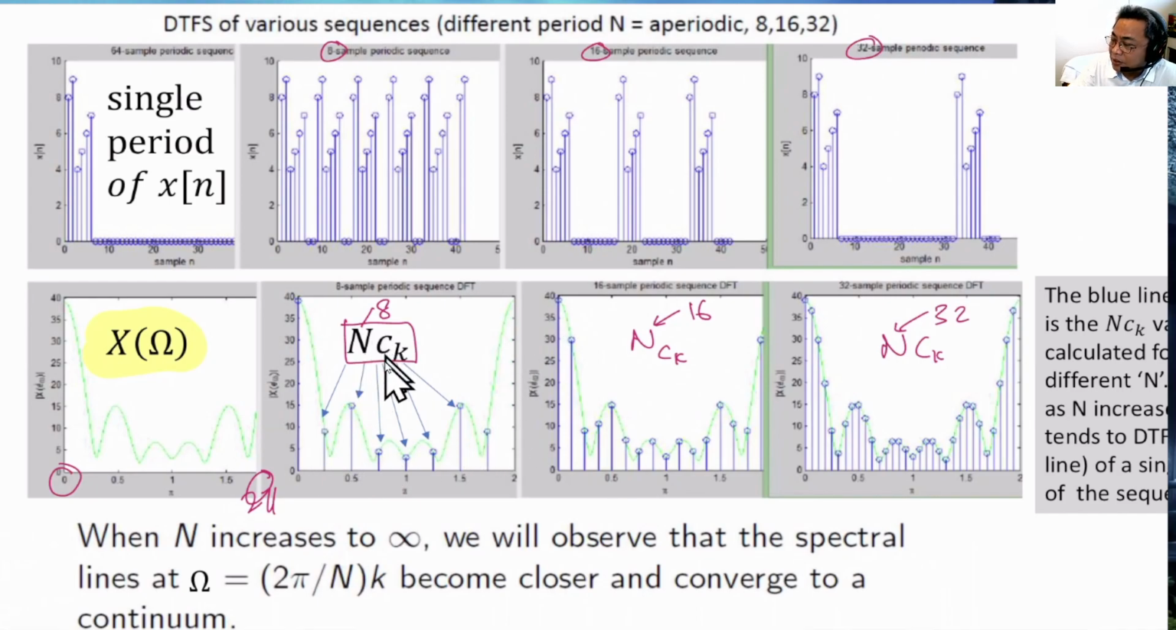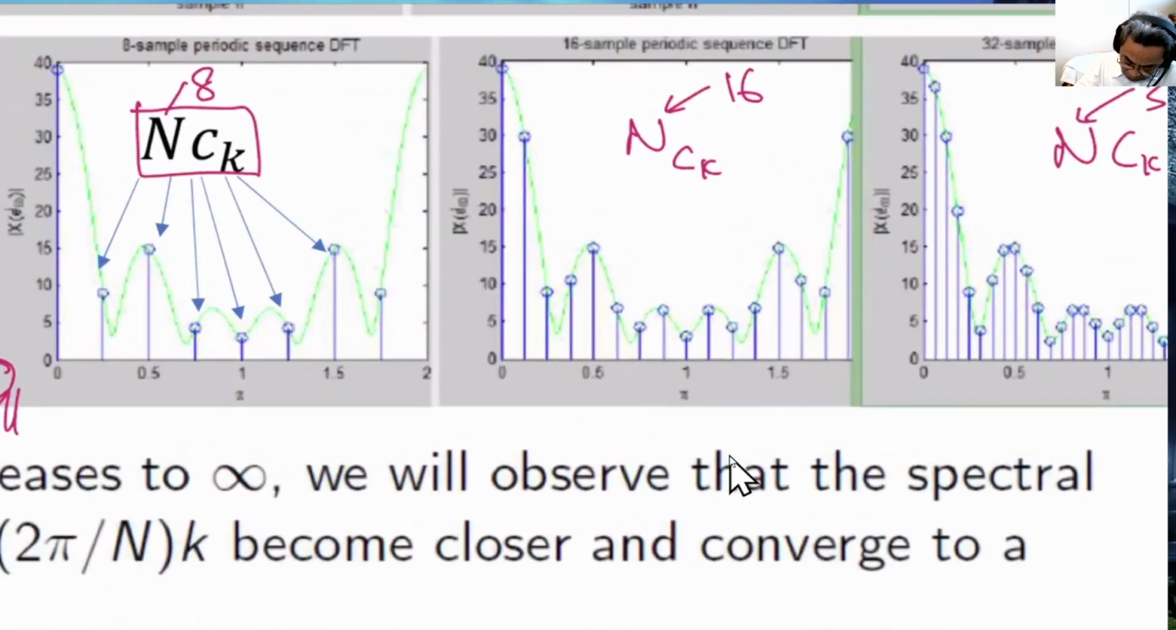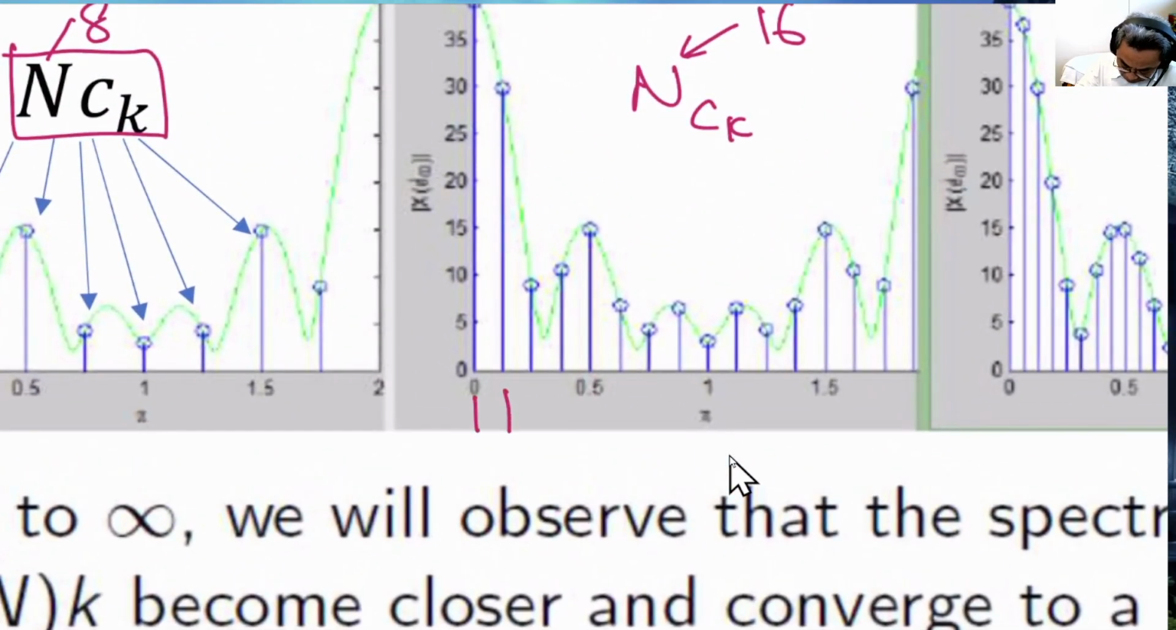And as N becomes larger, basically we get more lines. And why is this so? It's because we are actually sampling at 2 pi over N times k. So as N becomes large, 2 pi over N becomes smaller. So we are introducing higher resolution along the horizontal axis of omega.